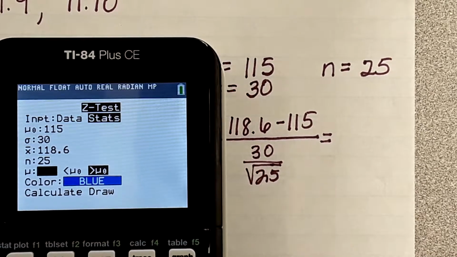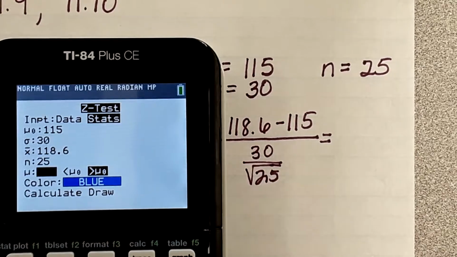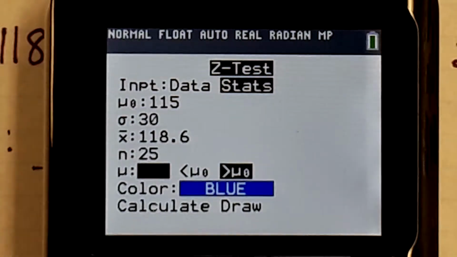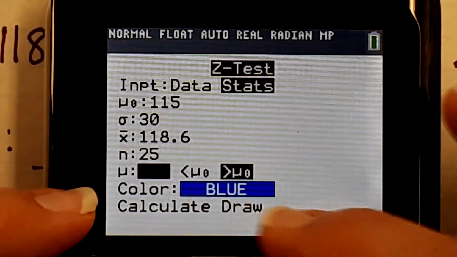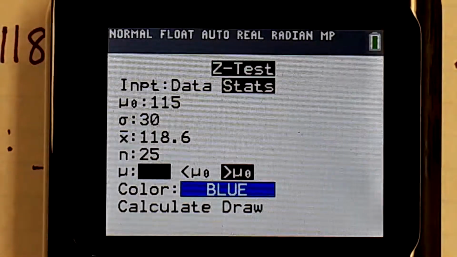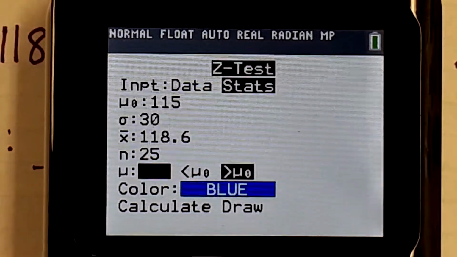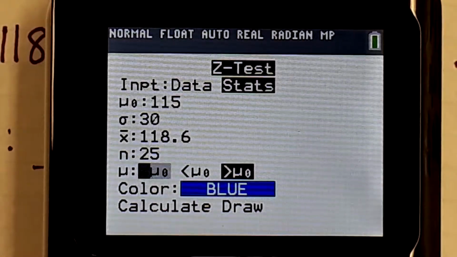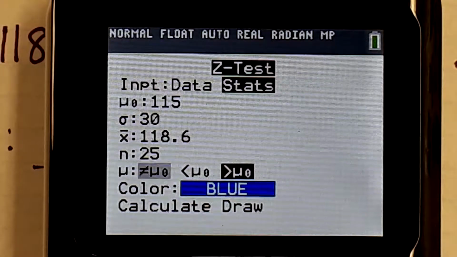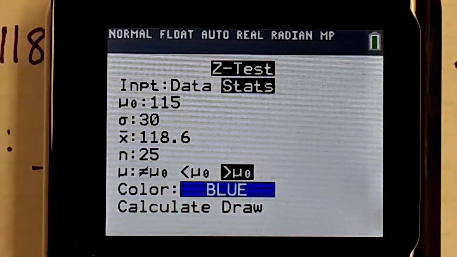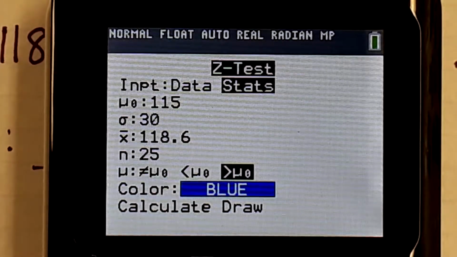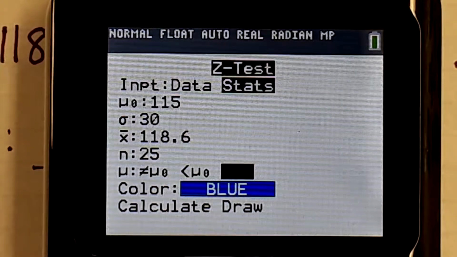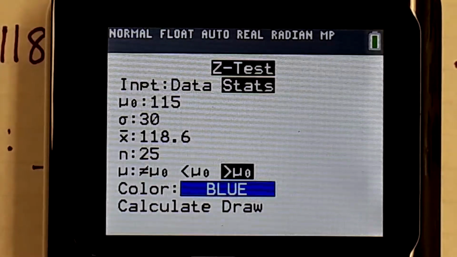So remember yesterday I told you, anytime you go to use your calculator, see where the mu is, see all those things? That is your alternative hypothesis. It's never based on your null hypothesis. It's based on your alternative hypothesis. So she said she thinks that the study habits of older people are higher, right? Boy, you guys are really tired today. So we're going to hit enter.